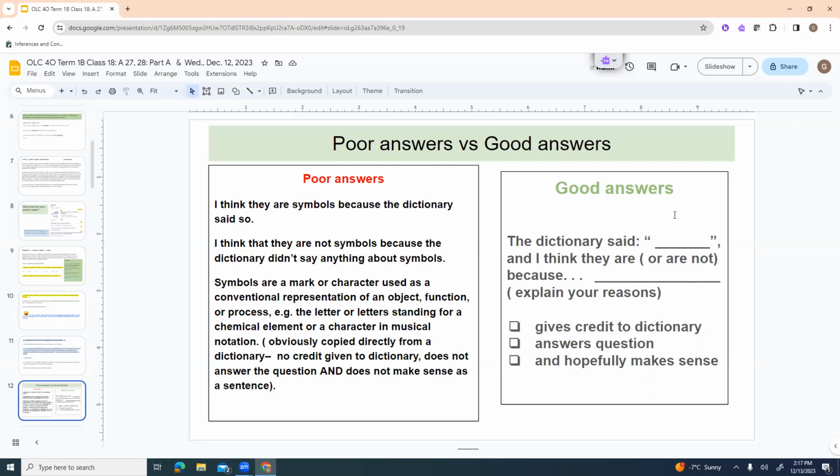A good answer: the dictionary said, and then you could tell me what the dictionary said if you want to.